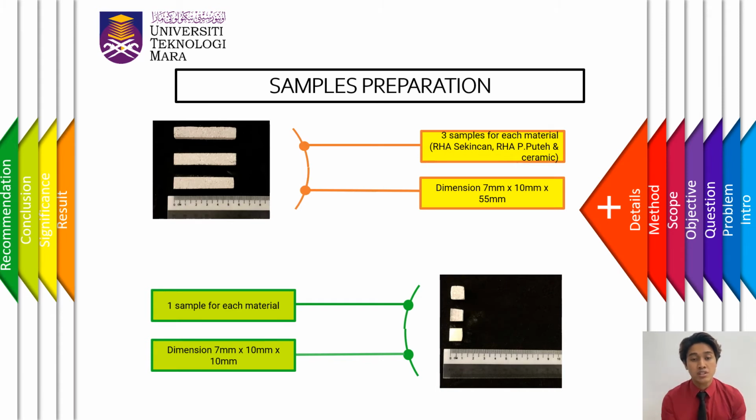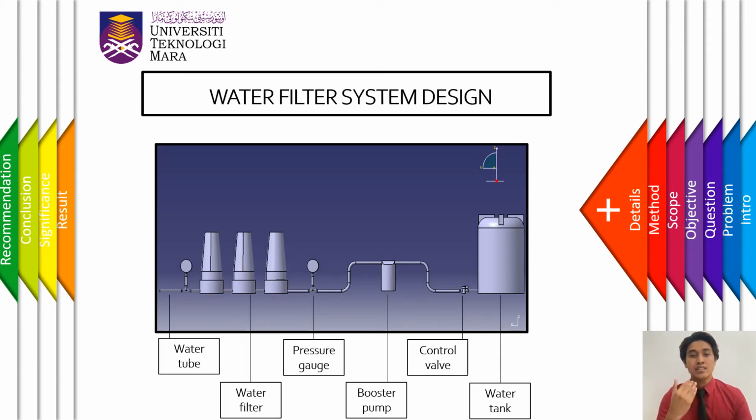The second picture on the right shows the samples prepared for the permeability test, and each material has 1 sample with the dimension of 7 x 10 x 10mm cube. The tools used to prepare the samples are a hacksaw and sandpaper with the grade of 80. The next slide is on the water filter system design, which was designed using the drawing software CATIA V5.